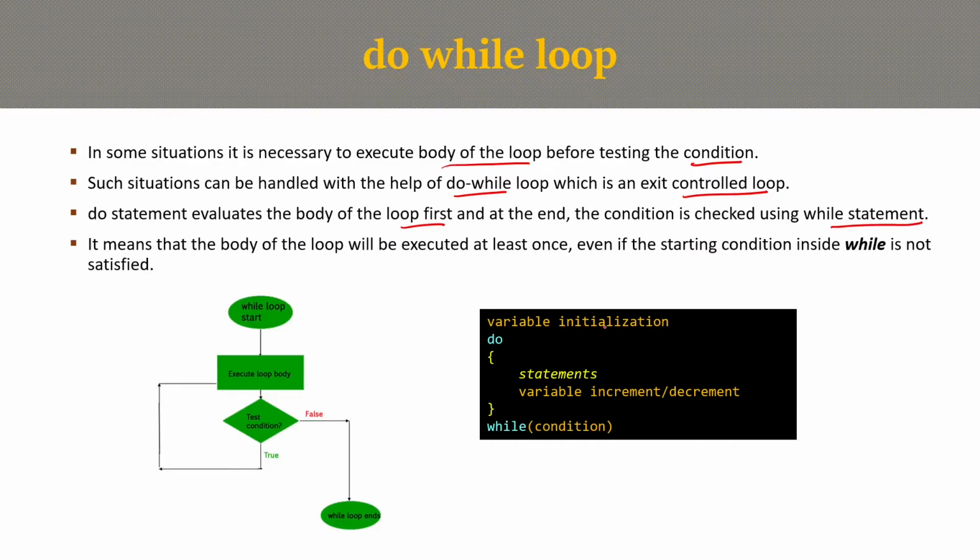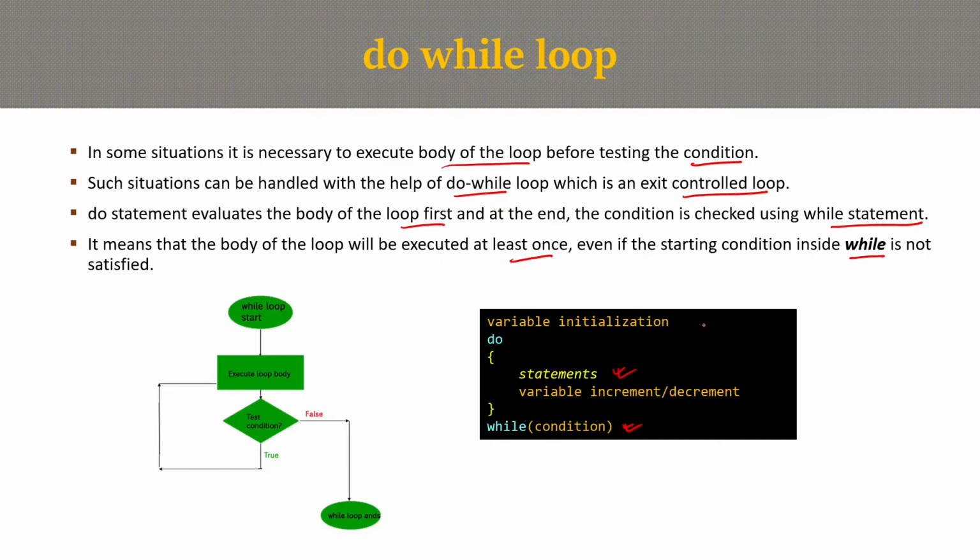So here you can see in this syntax that in this do, the statement or the body of the loop is executed, and then inside the while we are checking the condition. So it means that the body of the loop will be executed at least once, even if the starting condition inside while is not satisfied.